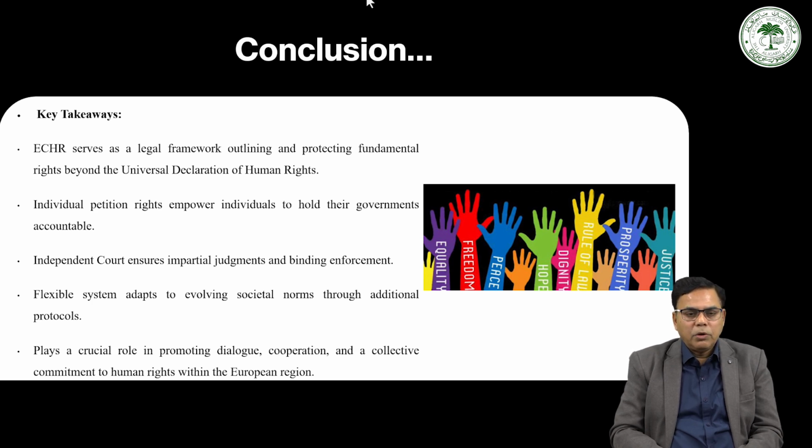Individual petition rights empower individuals to hold their governments accountable. Again, states are major violators of human rights as well as protectors of human rights. So that is why this is important. Independent court ensures impartial judgments and binding enforcement. Flexible system adapts to evolving social norms through additional protocols. These additional protocols have made this convention very dynamic, flexible, and always ready to accept the challenges, and according to the needs and circumstances, it is adding many rights in the convention.